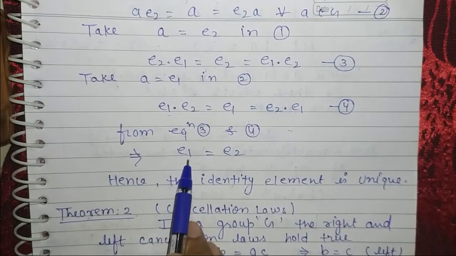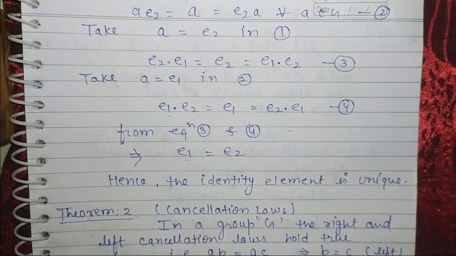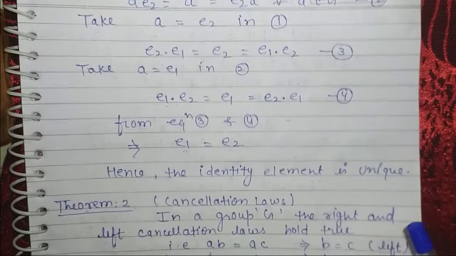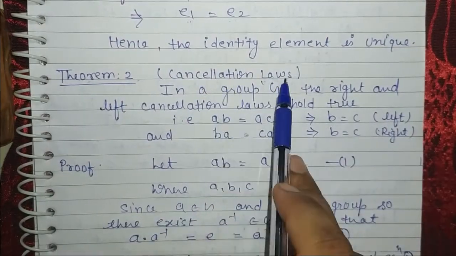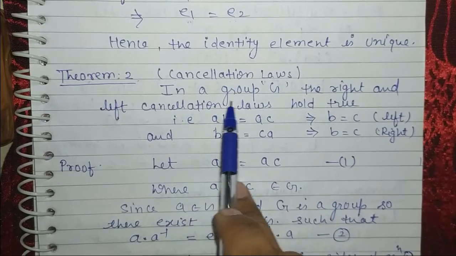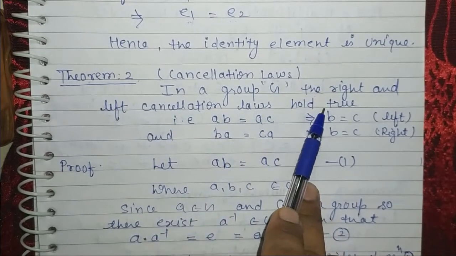So you can say the identity element, nothing else, E1 and E2 are the same. So the identity element is the unique element. Next theorem is the cancellation law. The cancellation law in a group says that both the right and left cancellation laws hold.